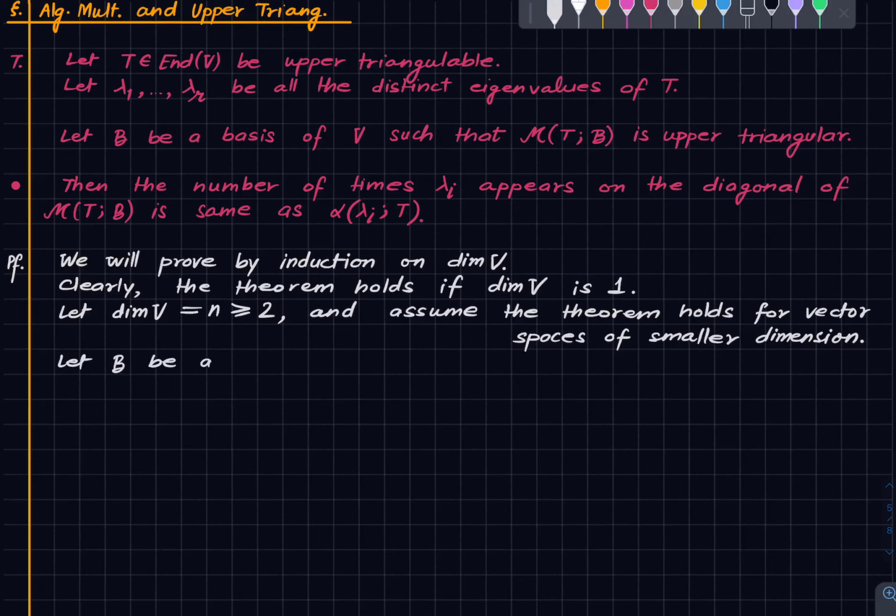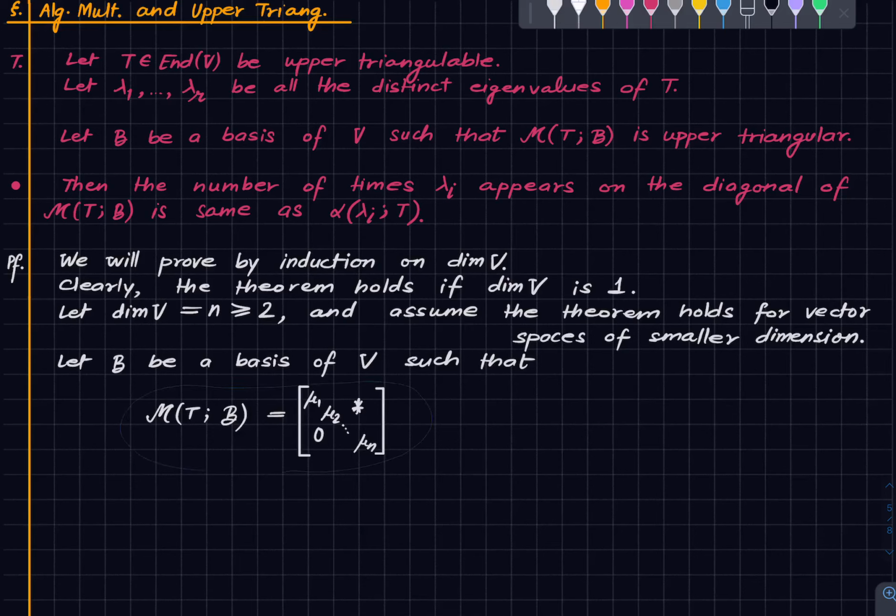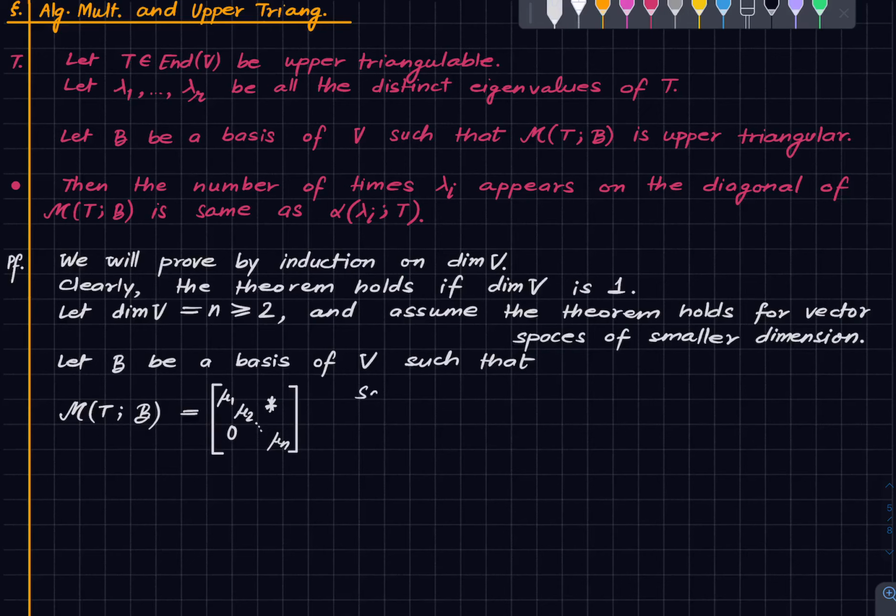So let B be a basis of V such that the matrix of T with respect to B is upper triangular, and we may say the matrix looks like this. So on the diagonal, we will see some numbers which we denote by mu1 up to mu n, and above the diagonal something, below the diagonal all are 0. So say the matrix looks like this, and say the basis B is v1 up to vn. So the diagonal entries are obviously, as we said, just these numbers.